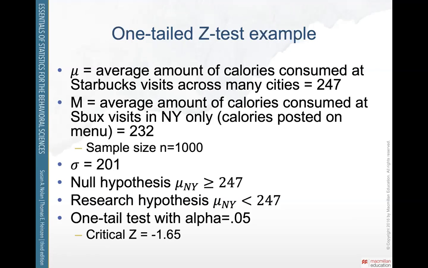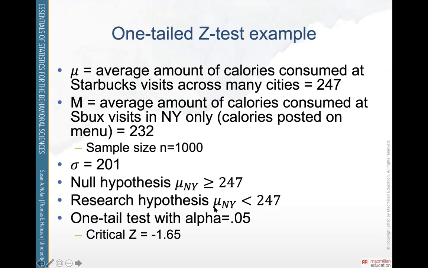Knowing how many calories are on the menu doesn't affect the amount of calories they consume. So let's look at the actual data that we collected. When we actually collected data from calories consumed by people from New York, we found that the average calories consumed was 232. That was based on a sample size of 1,000 New Yorkers. The standard deviation of our original population, so the standard deviation is connected to this mu right here. The average amount of calories consumed across all cities was 247, with a standard deviation of 201.